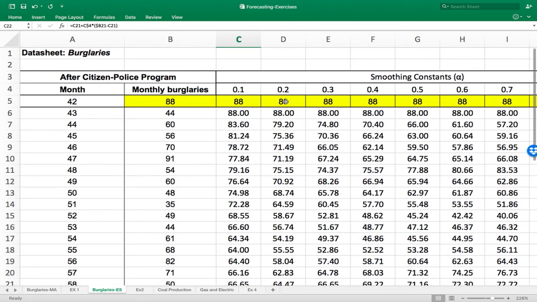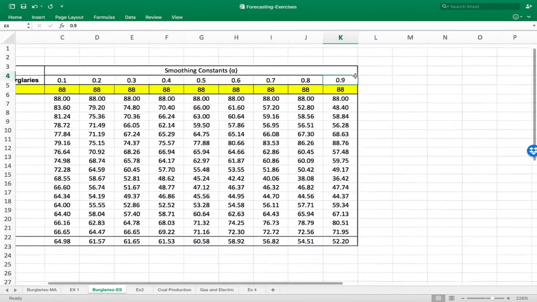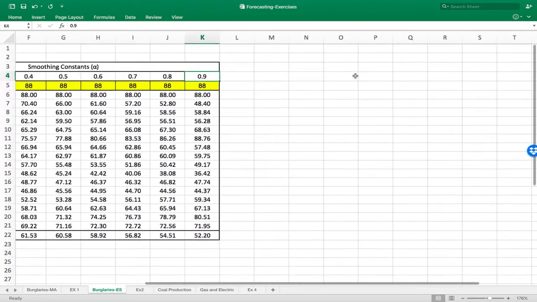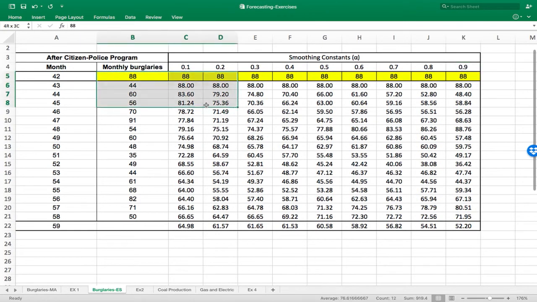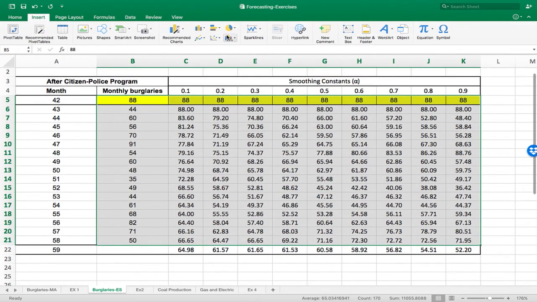This column does the same thing, but this time 0.2 is the smoothing constant. In this column, 0.3 is the smoothing constant, and so on, all the way up to 0.9. So now the question is, which one is best? What do you think? Let's try to figure it out visually. Let's see what's happening here. Let's draw a chart.